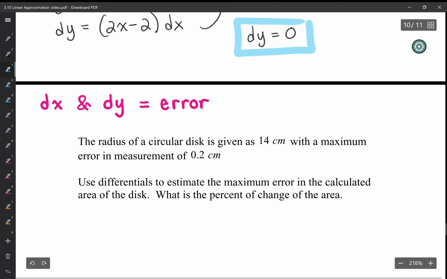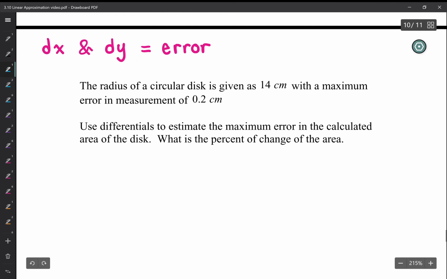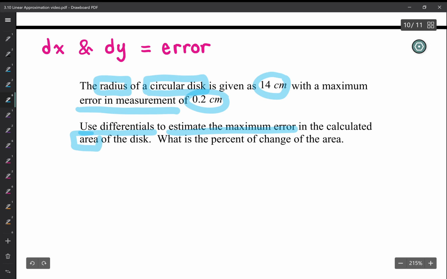Now we'll look at how to use our differentials in order to find error. So for this problem, the radius of a circular disk is given as 14 centimeters, with a maximum error in measurement of 0.2 centimeters. We want to use differentials to estimate the maximum error in the calculated area of the disk. We also want to find the percent change of the area.